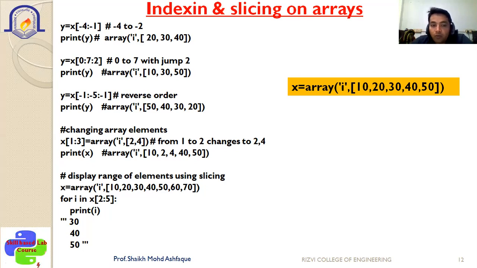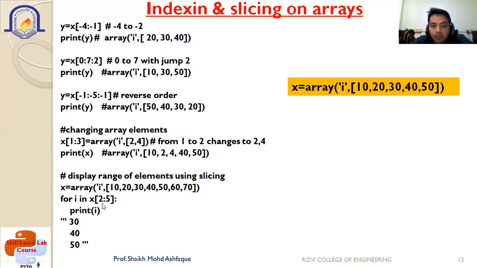Then changing the array element, how can we change the element inside the array? For that purpose, you can use the statement x[1:3]. So here x[1:3], we are using array I, then it will be exchanged with 2, 4. So from 1 to 2 changes 2 to 4. So the 1 position and second position data will now be 2 and 4. Whenever you print the value of x, you can see that 10 will remain the same as it is, the 0th position. The 1 and 2 positions will be changed. 1 and 2 were 20 and 30. Now it becomes 2 and 4. So if you want to change the data present at a particular position, you have to give it into the slicing, and it will change your data.